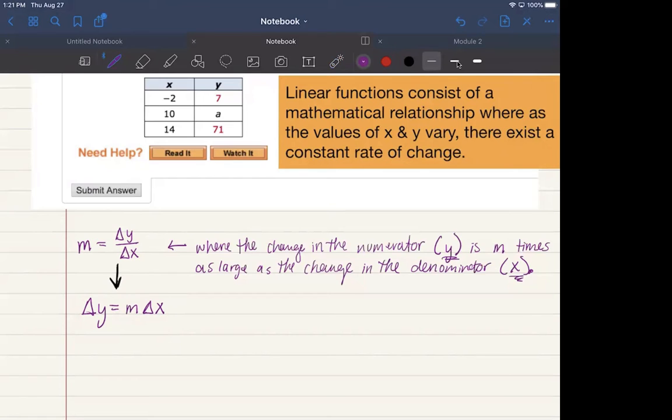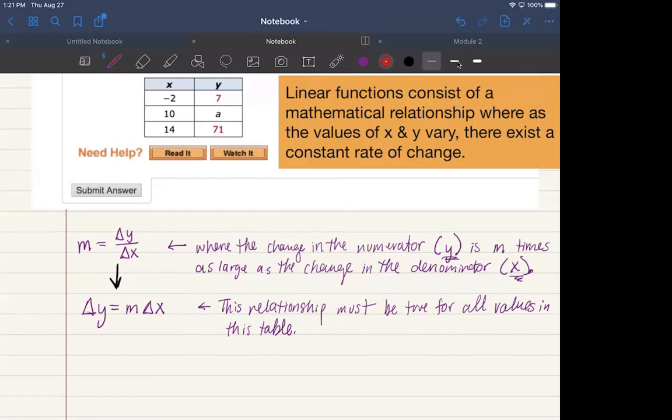But please also understand that this relationship must be the same, must be true, okay? It must be true for all the values, so it must be true for all values in this table, for this problem, okay?